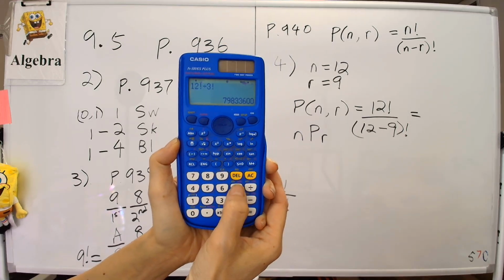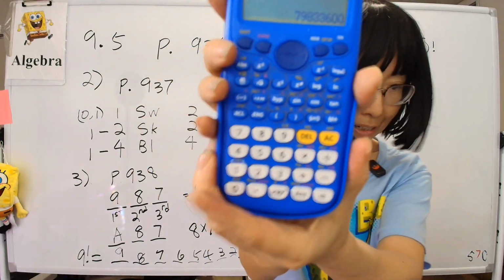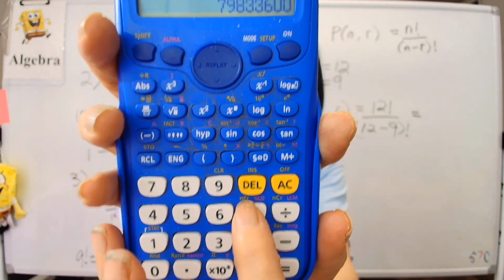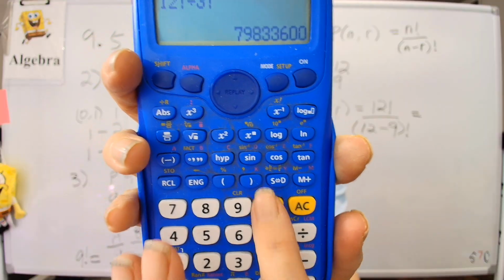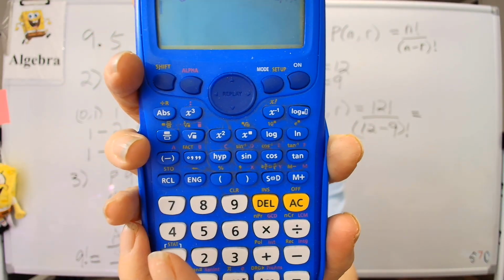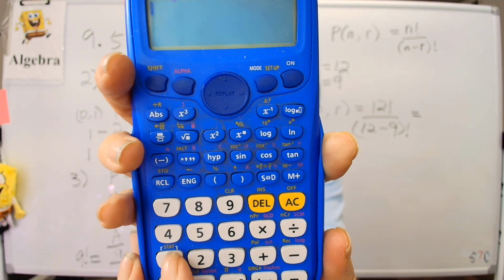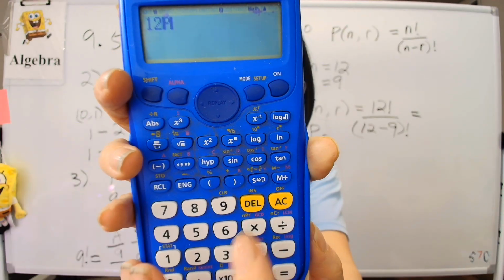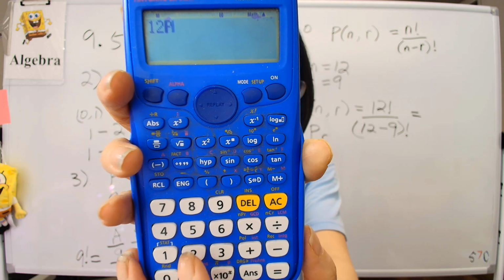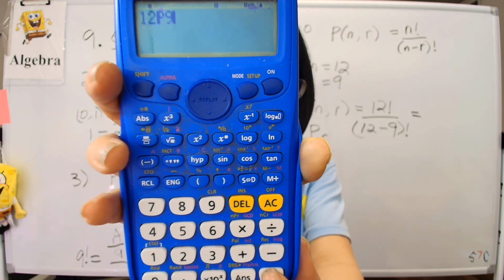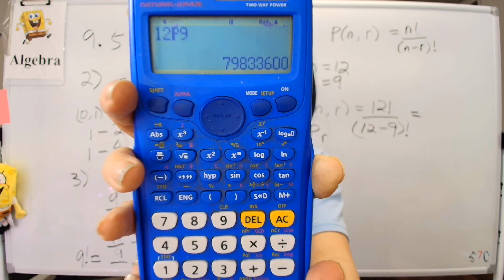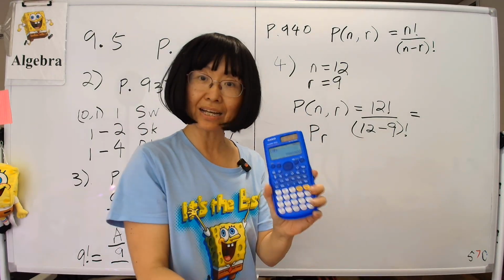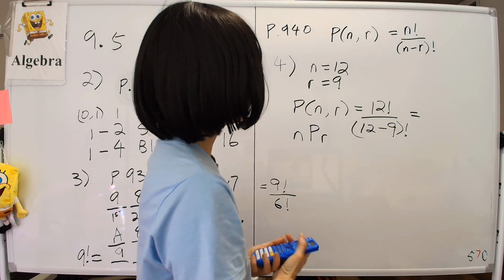Can you see it? Maybe I should stand over here to see if you can see it clearly. Okay, see right here, the nPr, which I will use the shift to get. Now to type in, for example, n is 12 in our case. So I'll type in 12, and then I push shift, and then, see, there's the P coming out. And then r in our case is 9, and then push equal, and it gives the same giant number. So that can be done too, that your calculator has nPr built right into it.